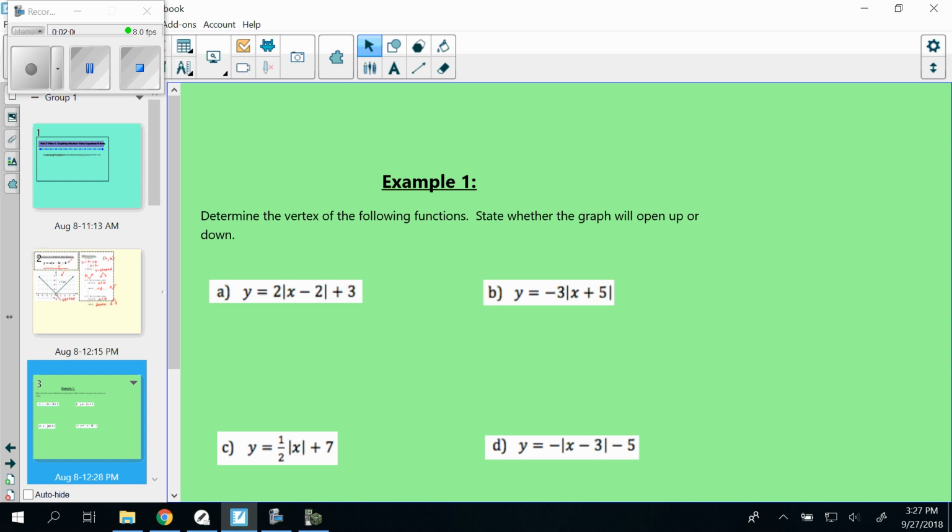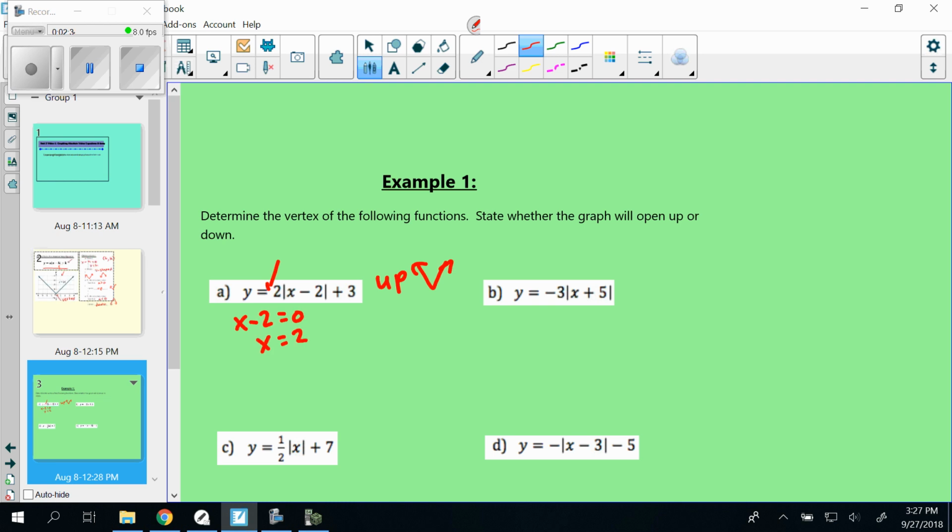For each one, we're going to try to determine if this opens up or opens down, and also where the vertex is. So when you want to figure out if it opens up or opens down, look in front. Is it positive or negative? This one is positive, so this one's going to open up. It's going to look like this. Now let's figure out where the vertex is going to be. So the vertex comes from here. Set this equal to 0 and see what you get for x. So if you go x minus 2 equals 0, the x coordinate is going to be 2. So the vertex on this one is going to be 2, and then whatever this number is, that's your y. (2, 3) is the vertex.